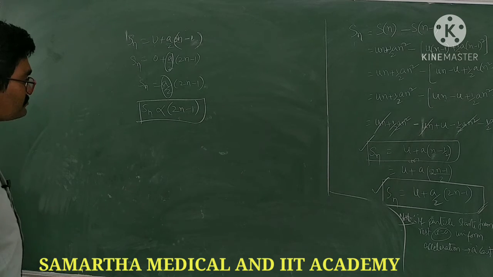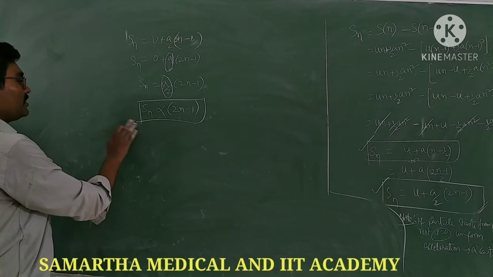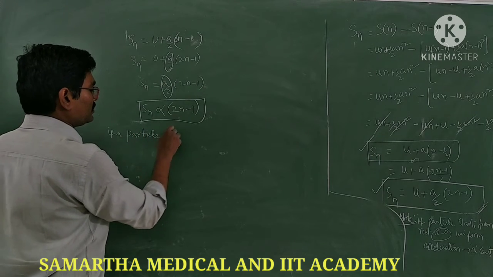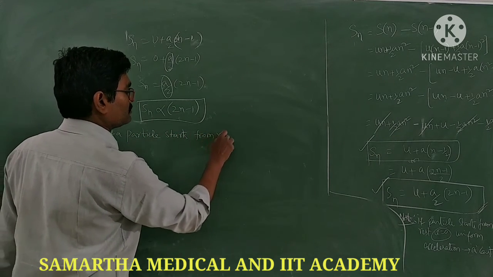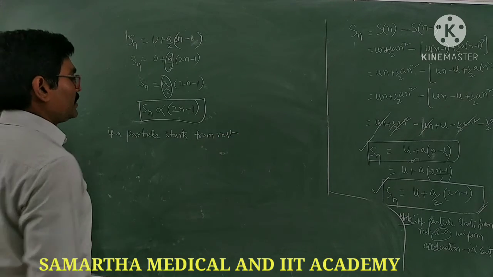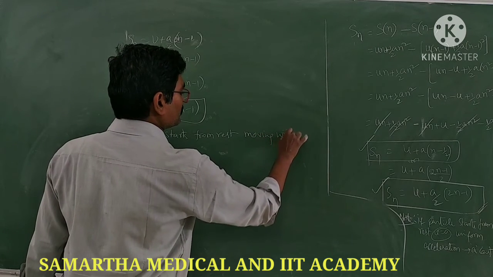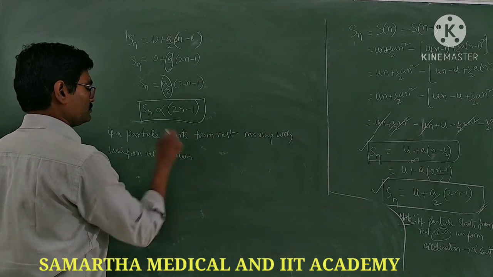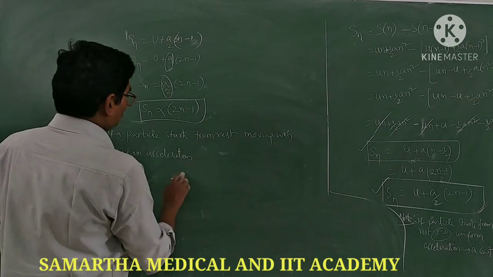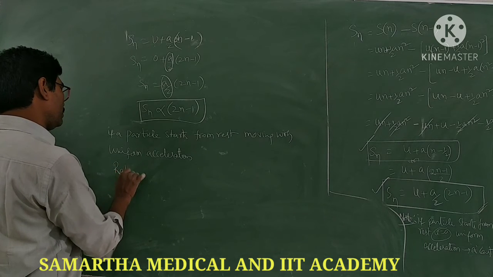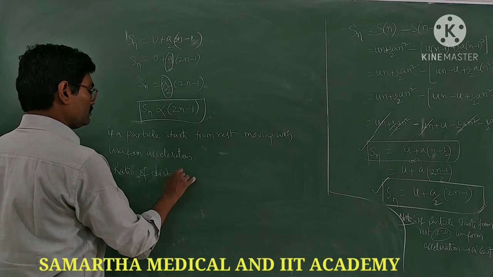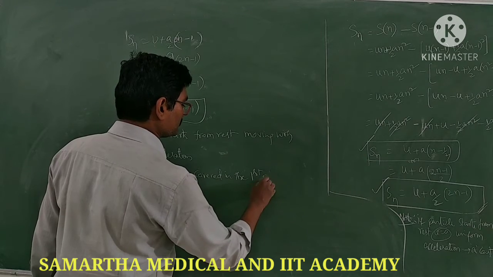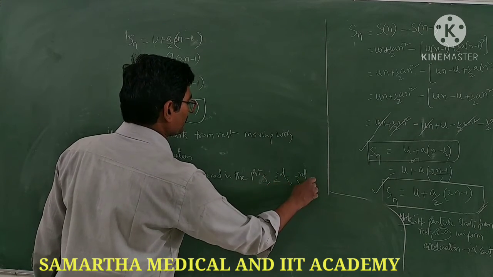Okay, if they ask what is the ratio of distances travelled for a particle that starts from rest, moving with uniform acceleration, then the ratio of distances covered in the first second, second second, third second, and so on.